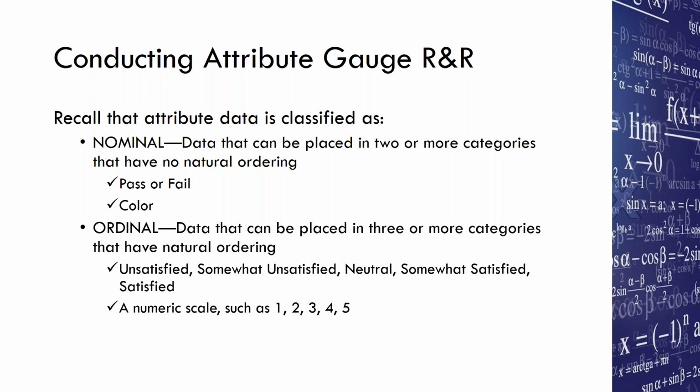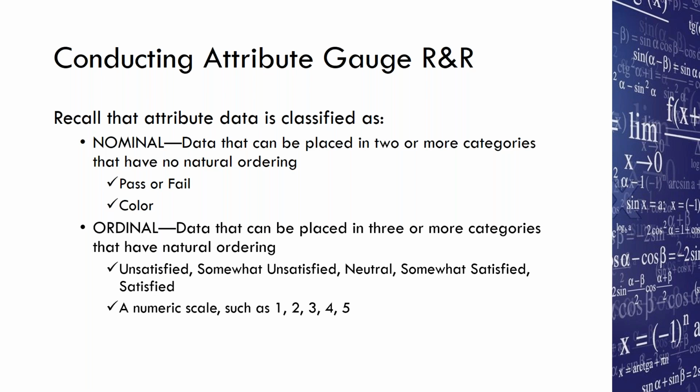And before you run an attribute agreement analysis, you need to know what type of attribute data you have, whether that data is nominal in nature or whether that data is ordinal in nature. The first example that I'm going to present to you is a very, very simple example. It's going to be a nominal attribute gauge R&R.